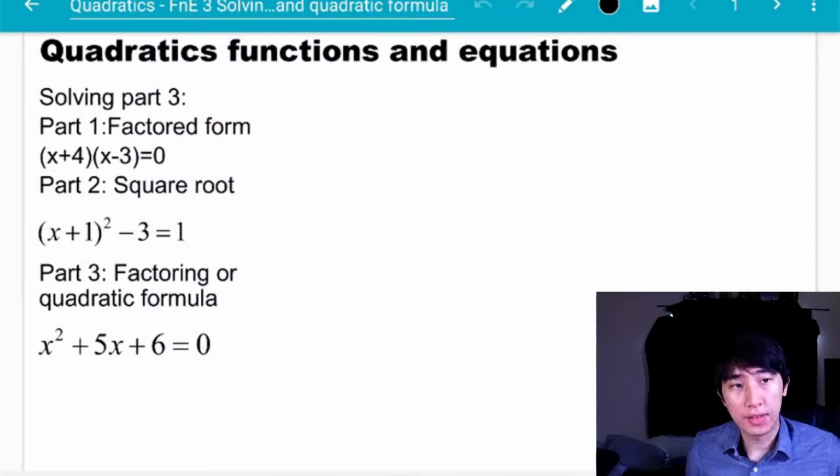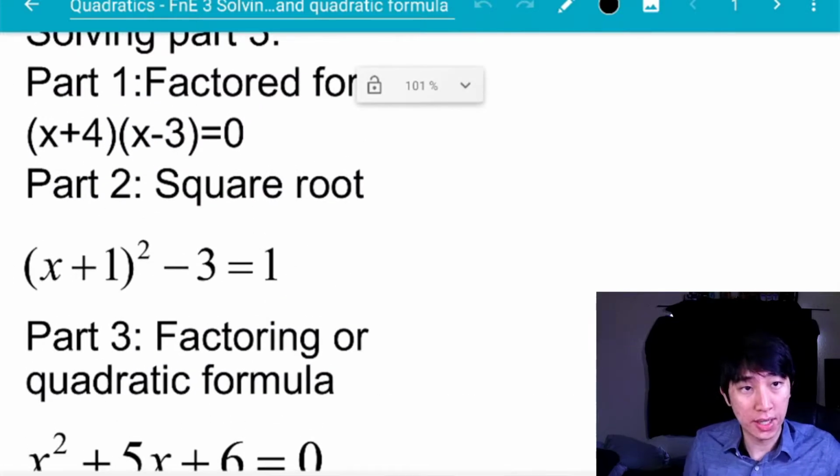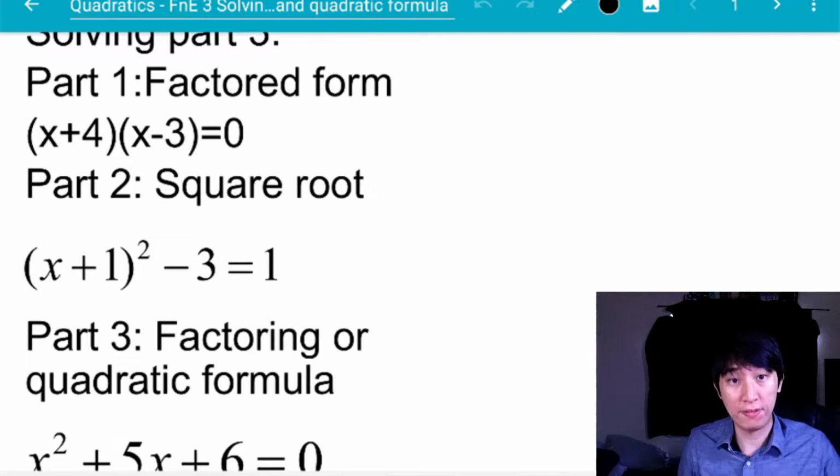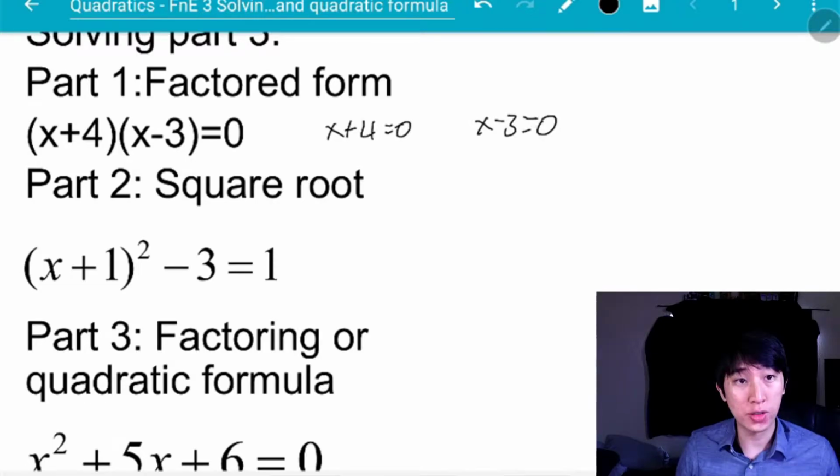So first off, part one was factored form. If you notice that you have a quadratic where it's number times number equals 0, that's in factored form, and you can use the zero product property, which means that x plus 4 equals 0 and x minus 3 equals 0, and then you solve each of them.